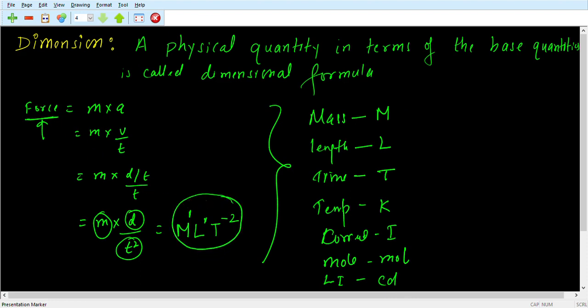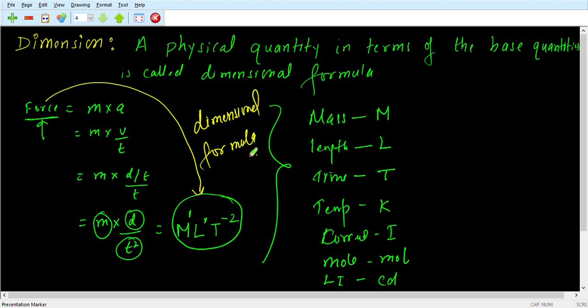This is the dimensional formula of force.